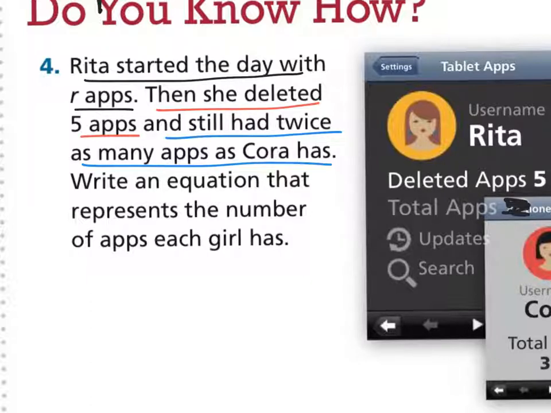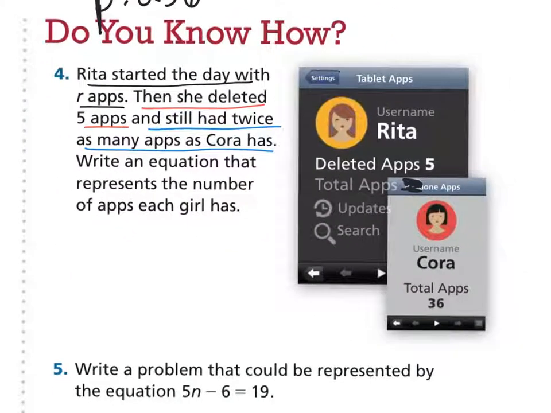It says that each girl has, but if you look over to the side here, we already know how many apps Cora has. So basically, we're just going to be writing an equation that we could use to figure out how many apps Rita has. So one thing we could do is just work our way through this.